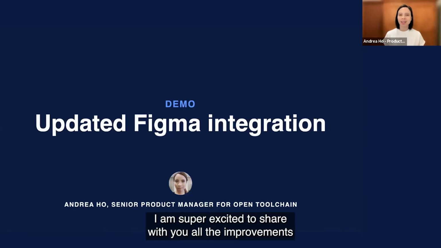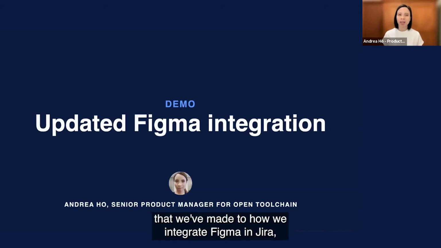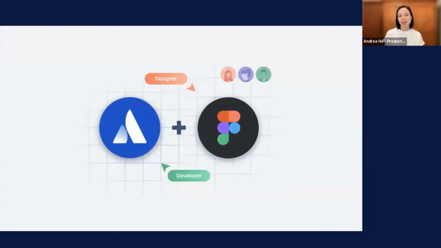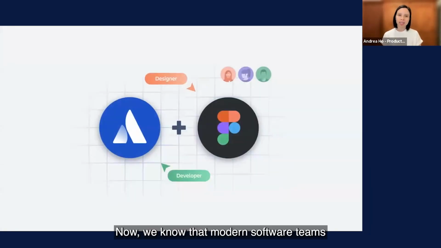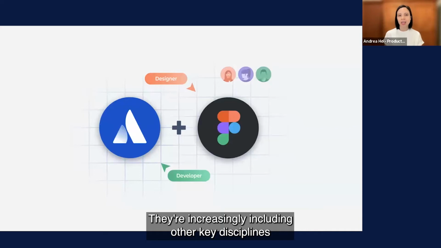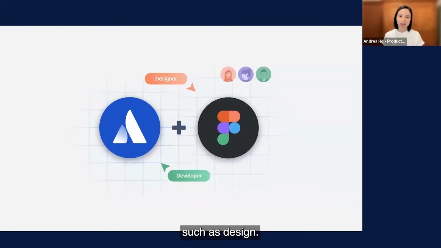I'm super excited to share with you all the improvements that we've made to how we integrate Figma and Jira, which will help make collaboration smoother between designers and their software teams. Now, we know that modern software teams are multidisciplinary. They aren't just made up of engineers and project managers. They're increasingly including other key disciplines, such as design.